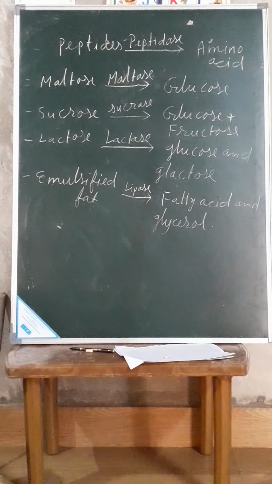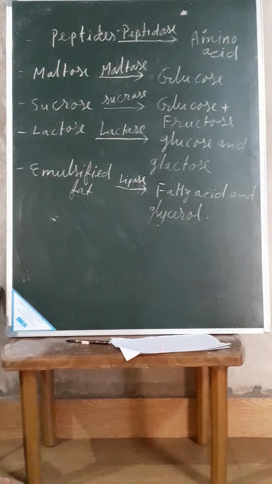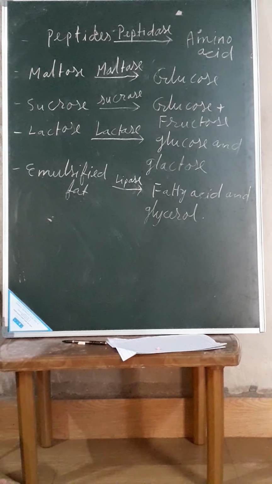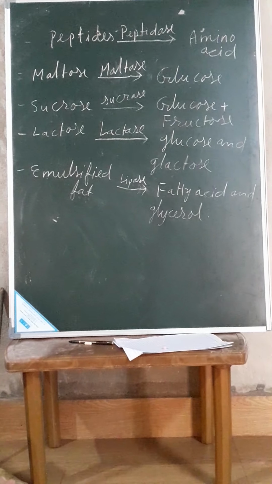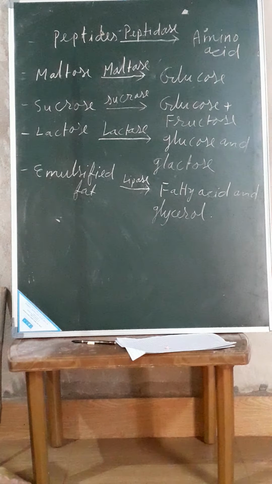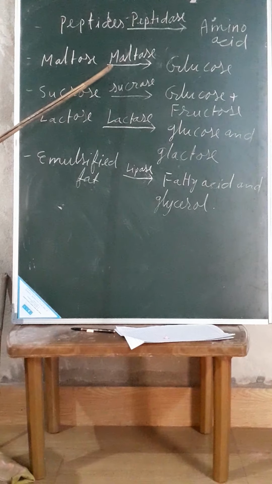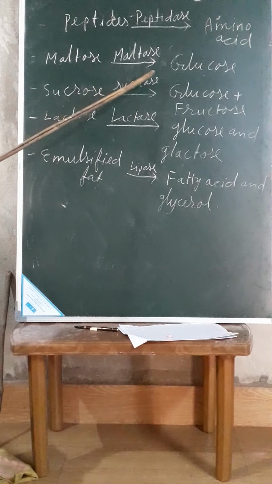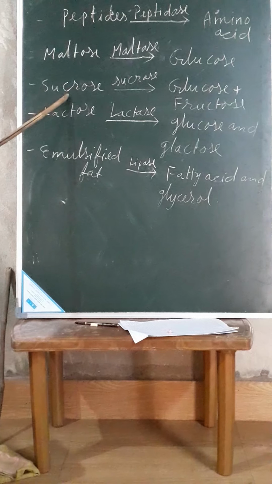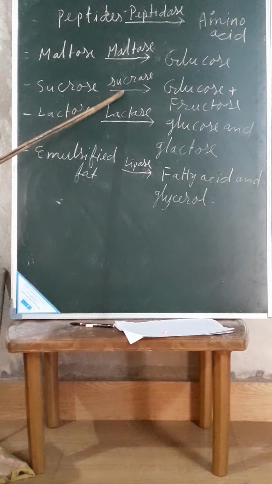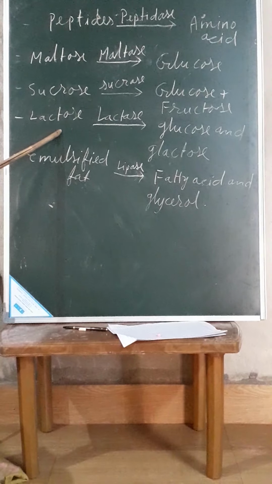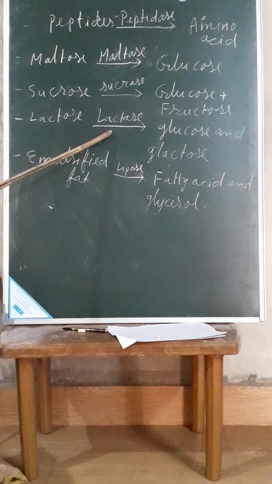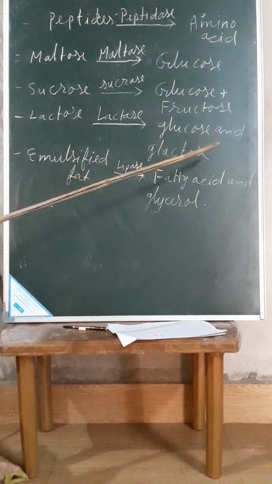Next, intestinal juice contains peptidases to convert the remaining peptides into amino acids. Maltose, in the presence of the maltase enzyme, is converted to glucose. Sucrose, in the presence of sucrase, is converted to glucose plus fructose. Lactose, milk sugar, has the lactase enzyme present, converting it into glucose and galactose.